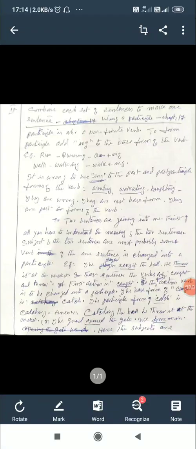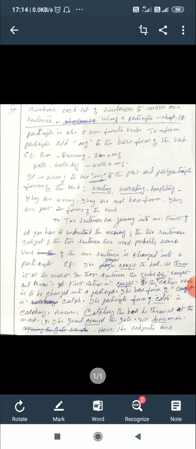Good morning, students. Today we are going to see the use of participle, present participle. Combine each set of sentences to make one sentence by using a participle. We can see it in chapter 17 of this grammar textbook.